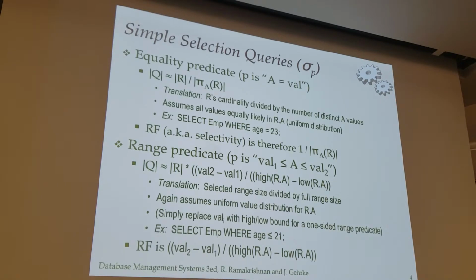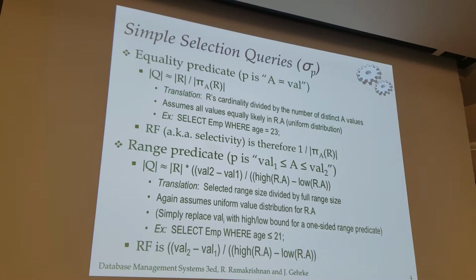So if there are 10 different values, you get 1/10. If there are 50 different values, it's 1/50. If there are 100 different values, you would get 1/100th. If there are 13 values, it would be 1/13. So you take R's cardinality, divide by the number of distinct values of A, and that assumes uniformity, a uniform distribution. So for example, if you select where age equals 23, and you assume that there are 100 different ages, then the reduction factor would be 1/100th, so it would be the size of R divided by 100.